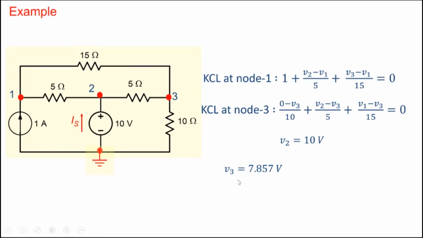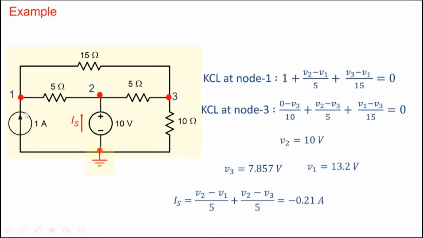I'm not going to go through the algebra here. V3 equals 7.857 and V1 is 13.2. So we get these two values here, and V2 we already know. If our interest is in finding IS, then writing KCL at node 2, IS will be equal to the current going left plus the current going right. So (V2 minus V1) by 5 and (V2 minus V3) by 5. We sum them up and we get minus 0.21 ampere here.